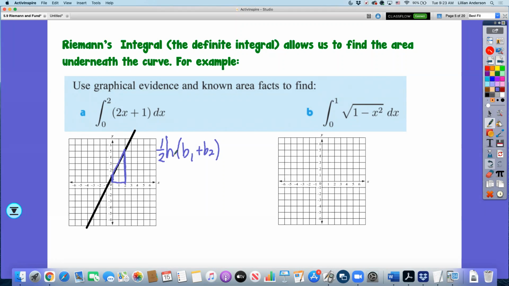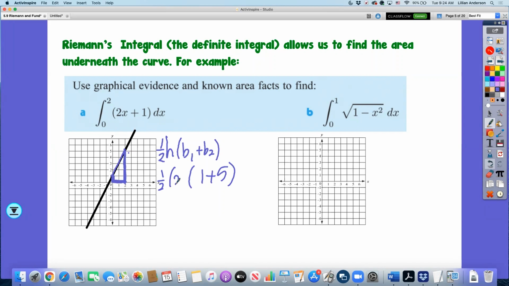H, the height. Very good. So the bases of the trapezoid are this base right here. How long is this? 1. How long is this base? Again, 5. So my two bases are 1 and 5. What's my height? The height is the distance between the two bases.